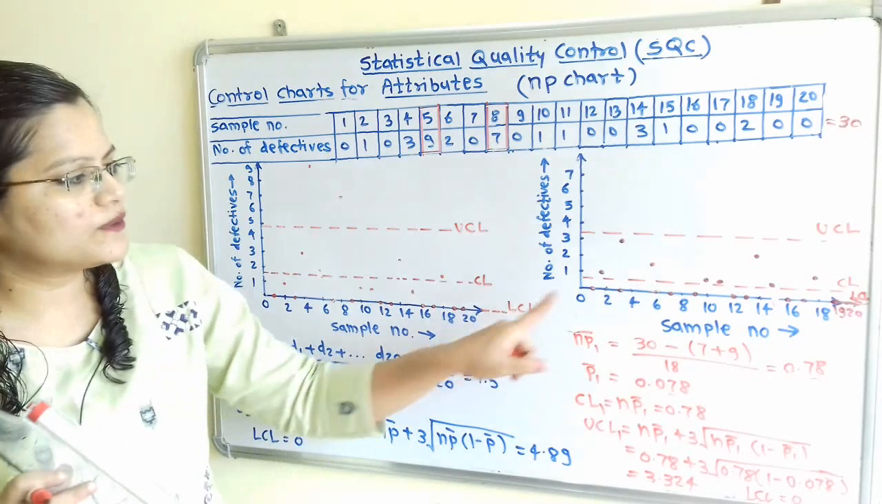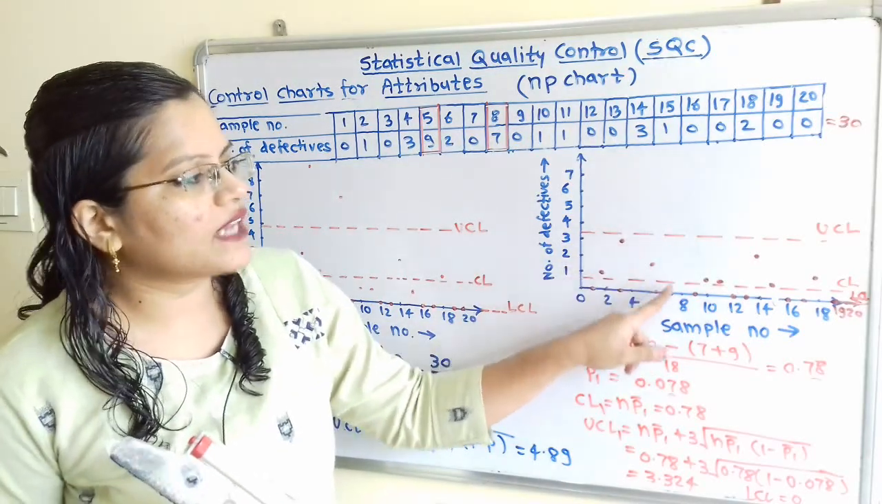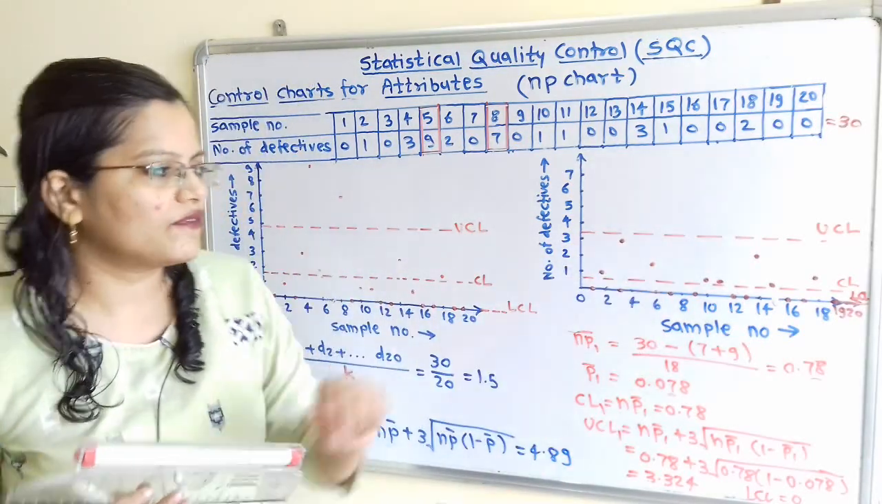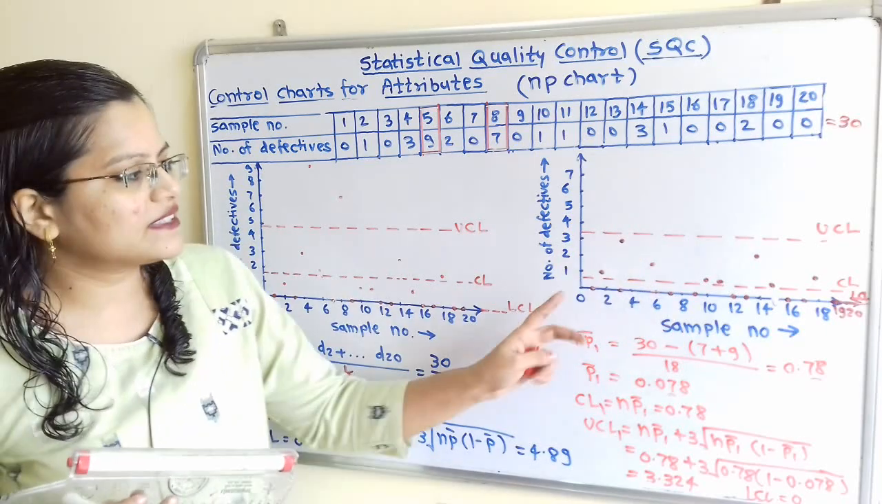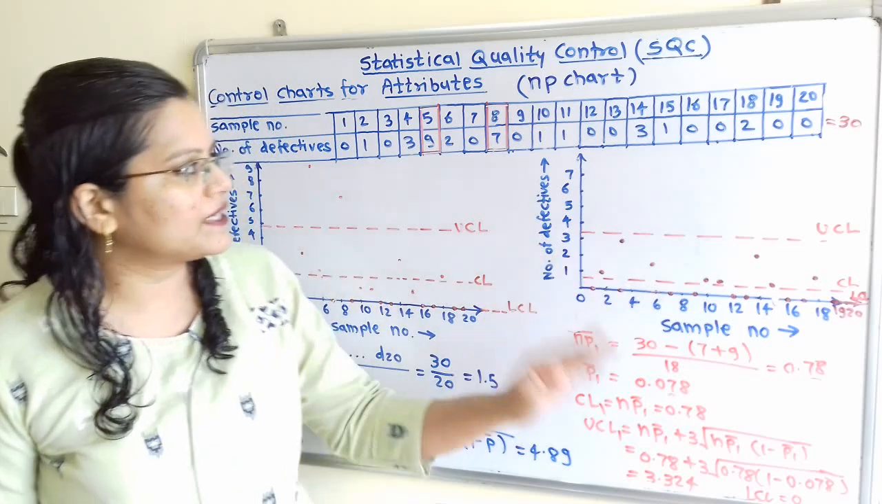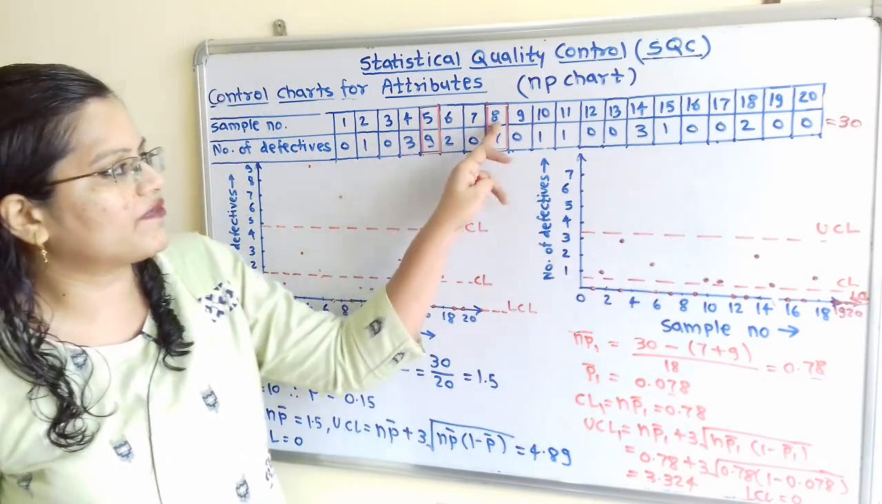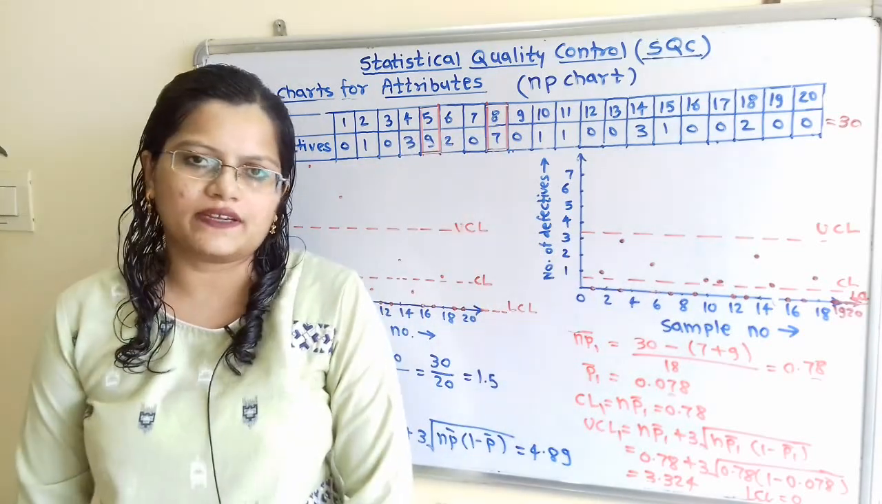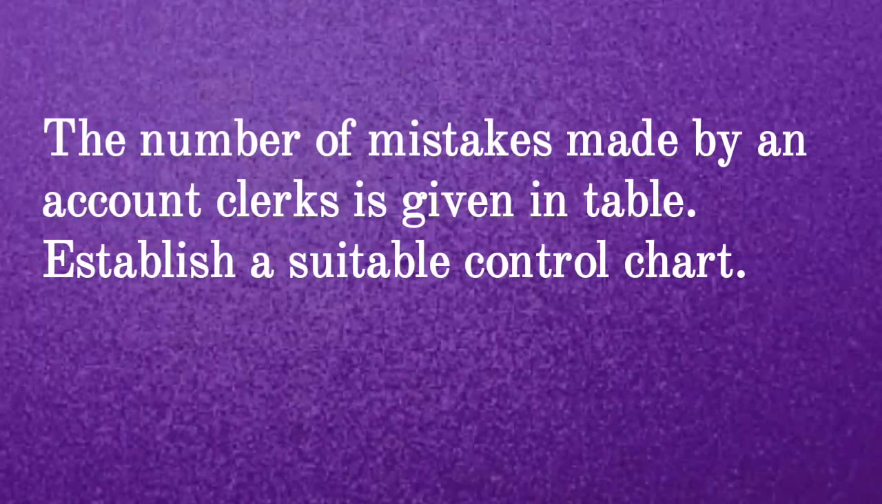Now if we observe, no point is out of the control limit for this chart. So we can say that these are the quality standards we have to establish by removing sample number 5 and sample number 8.